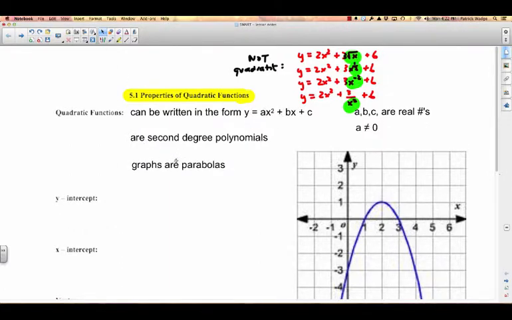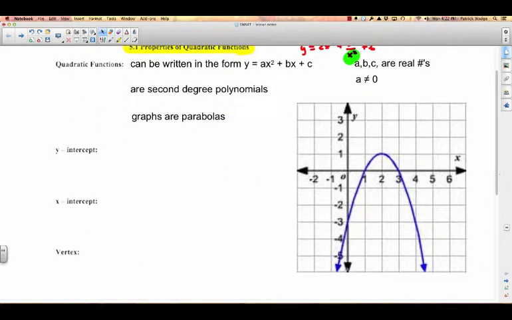And all the graphs will be parabolas for quadratic functions. A parabola is like this shape, this blue shape right here. That is a parabola. Okay, so what this section is all about is looking at the properties of this, or not particularly this parabola, but of parabolas. What are some of the features that we can identify of a parabola?